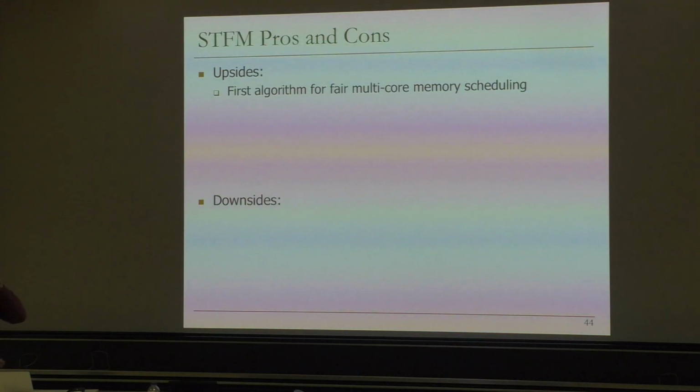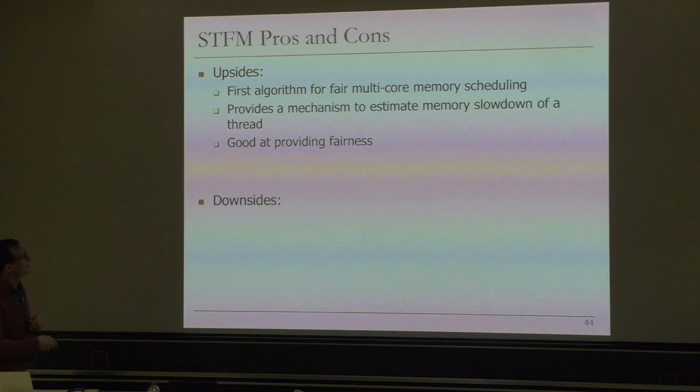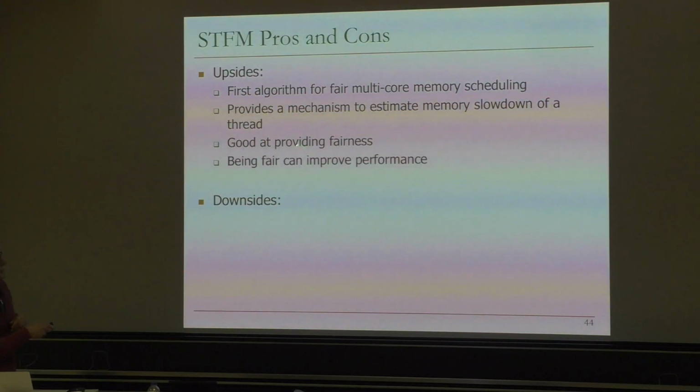Basically, this is really the first algorithm and implementation for fair multi-core memory scheduling. On top of this, it provides a mechanism to estimate memory slowdown of a thread. I think this is really important, as we will see over here. Basically, it's good at providing fairness, and being fair can also improve performance. You've seen this also in the paper.